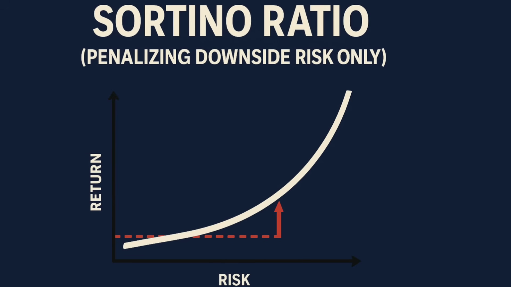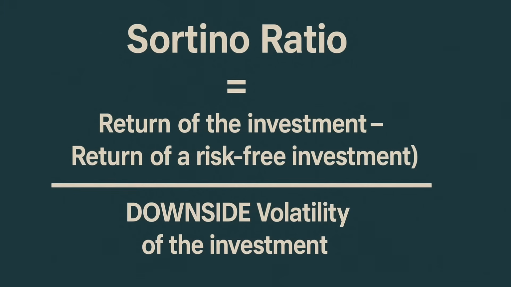Sortino is better because it only considers the downside risk or volatility, not the upside. And in trading, that's what we actually care about. There's no reason to penalize a strategy for big upside volatility gains. We want those big wins. The Sortino ratio is the return of the investment minus the return of the risk-free rate, or the 12-week treasury, divided by the downside volatility of that investment.